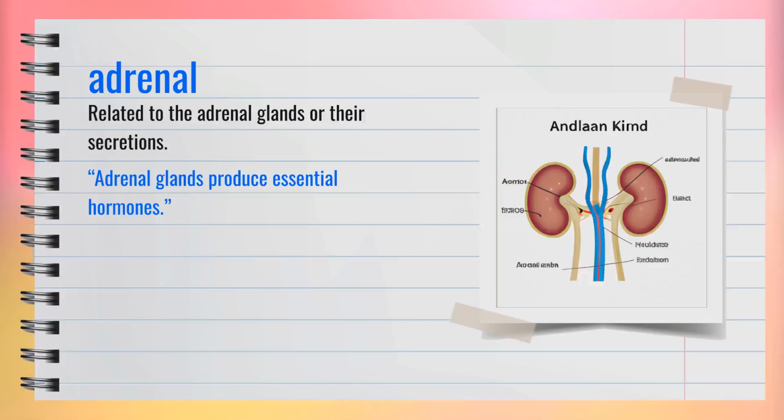The word adrenal is an adjective. It is spelled A-D-R-E-N-A-L, pronounced adrenal. It refers to something related to the adrenal glands or their secretions. For example, adrenal glands produce essential hormones. This means the glands on top of the kidneys make vital hormones.